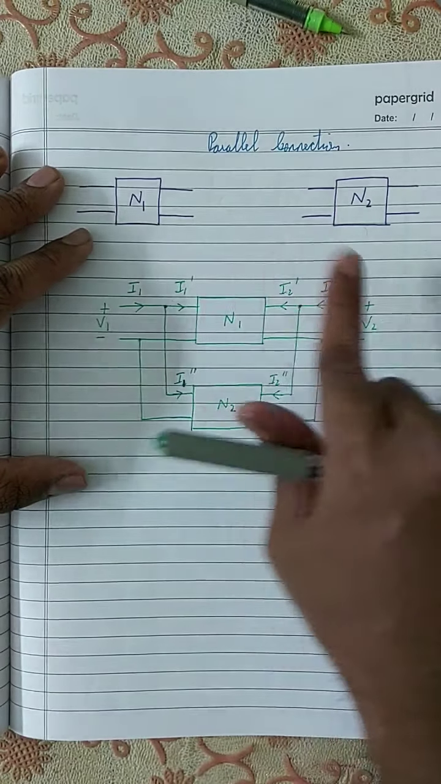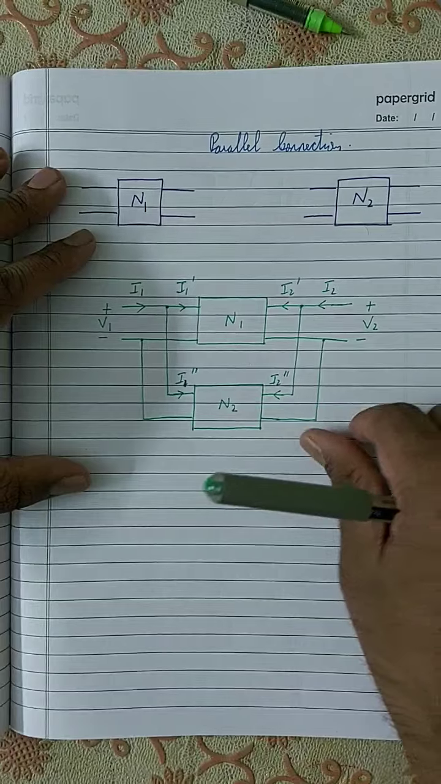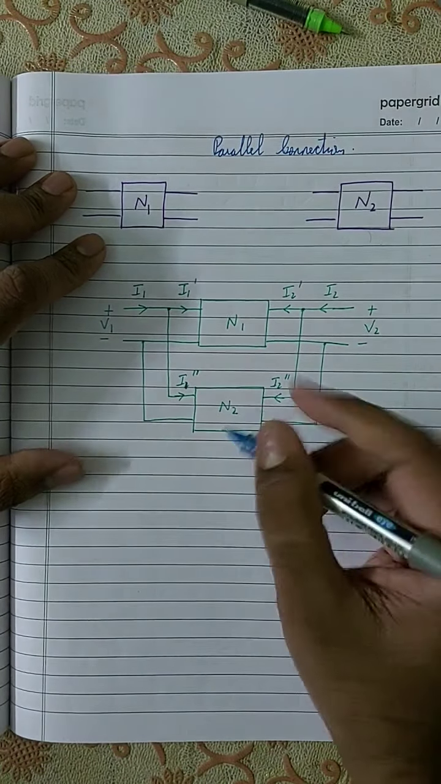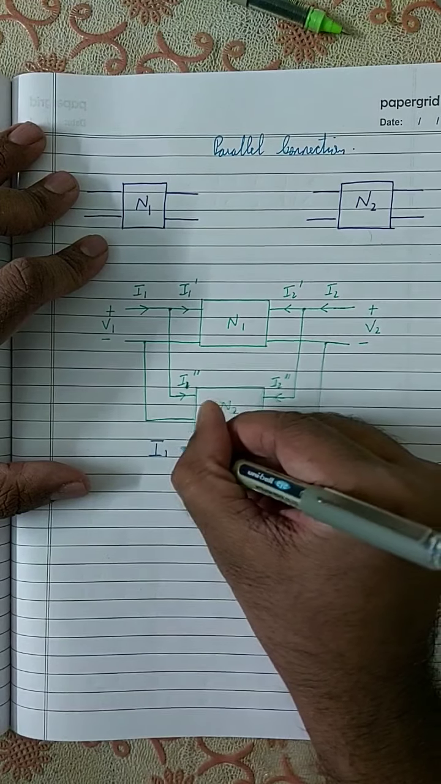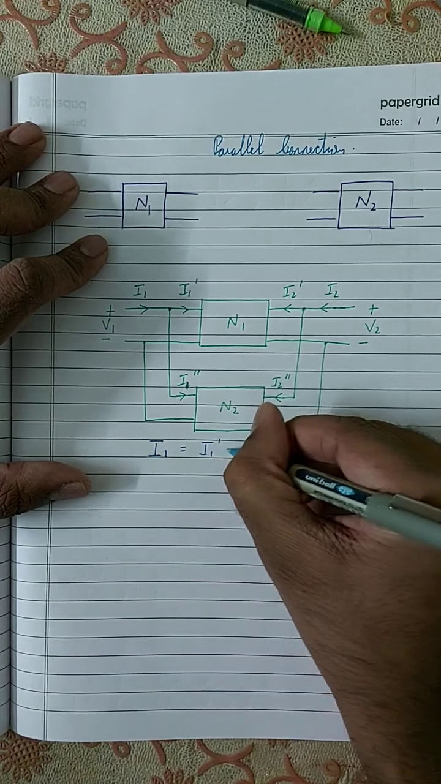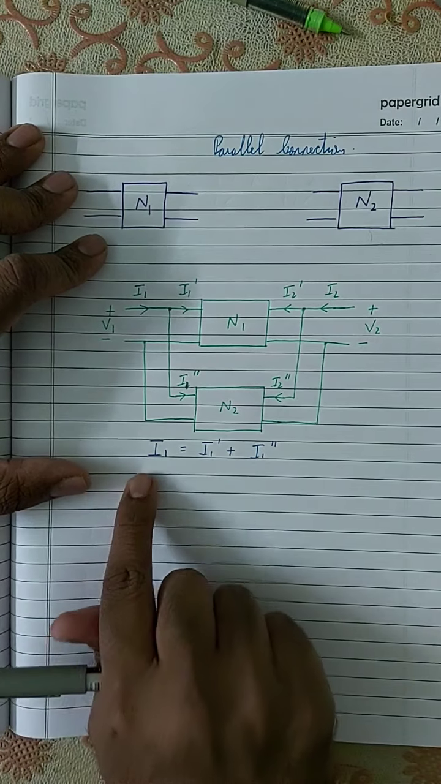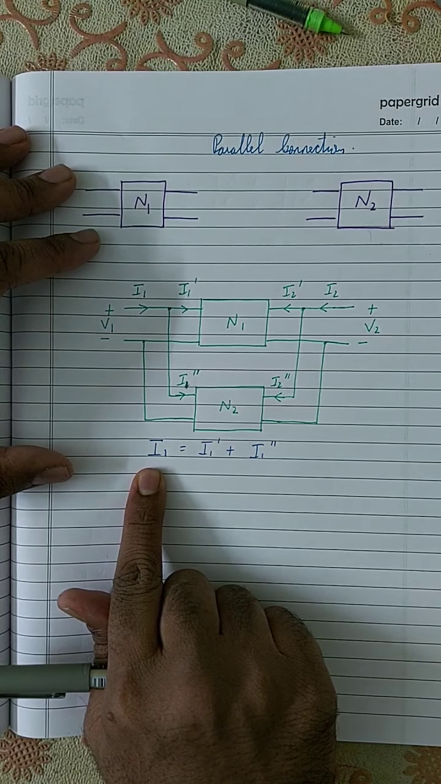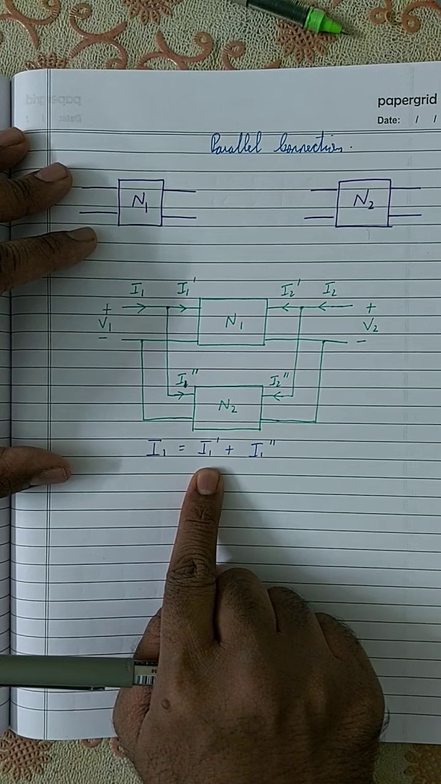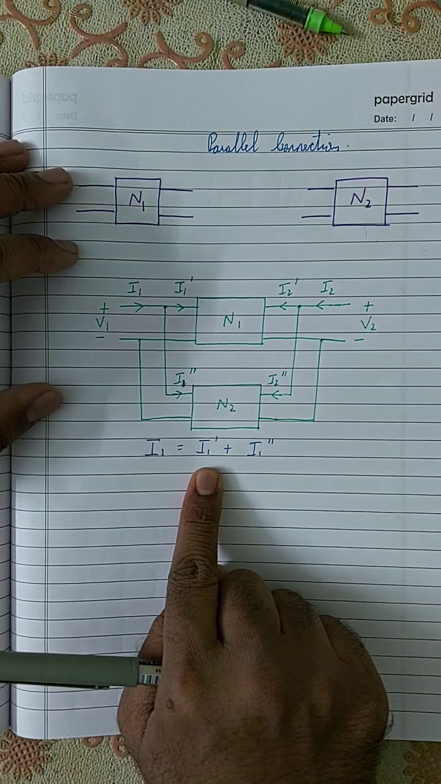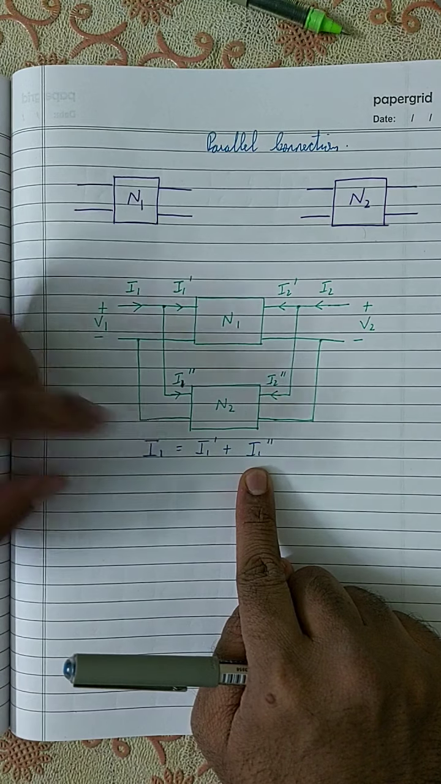Or in other words, when two networks are connected in parallel, then we can say that the current equation is represented as I1 is equal to I1 dash plus I1 double dash. That is, I1 is the overall input current of the overall parallel network. I1 dash is the individual input current of network N1. I1 double dash is the individual current of network N2.